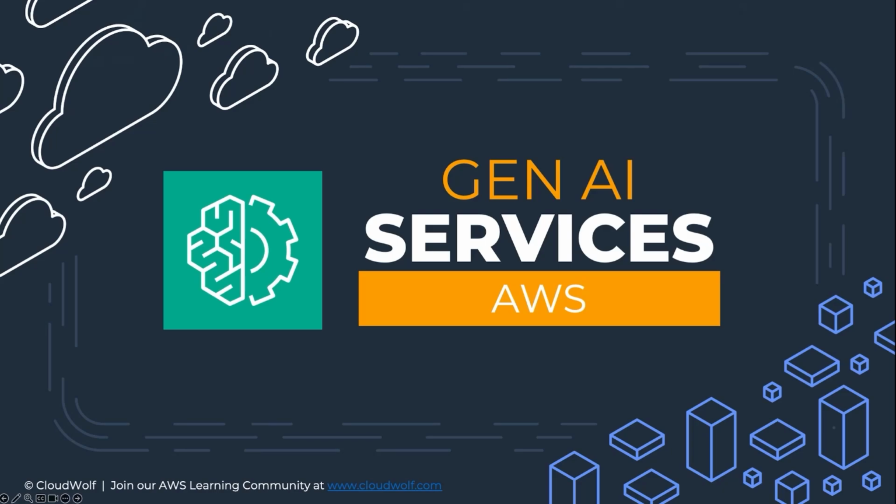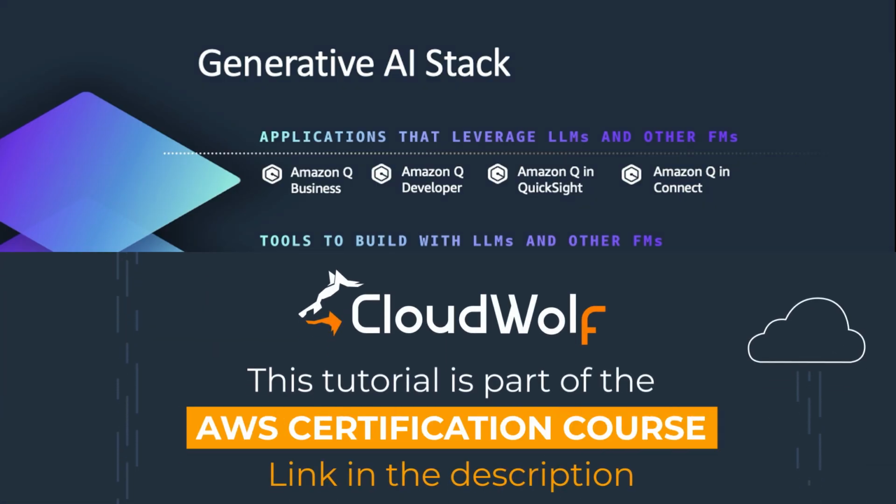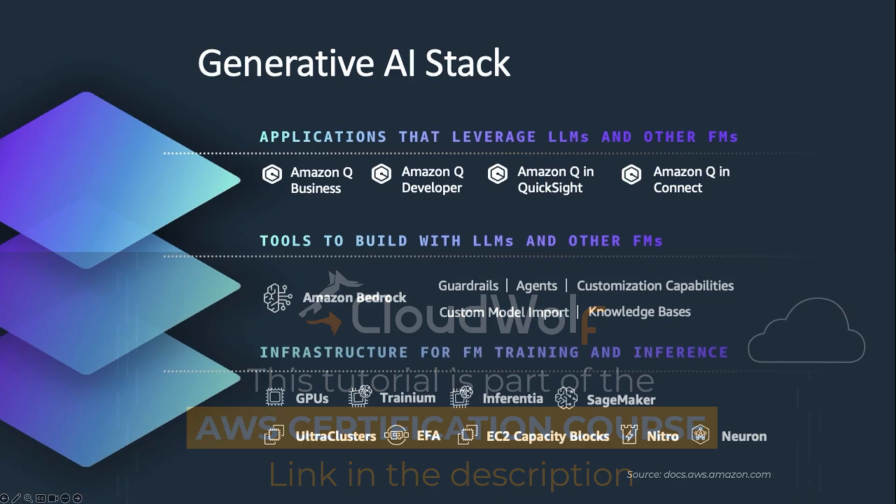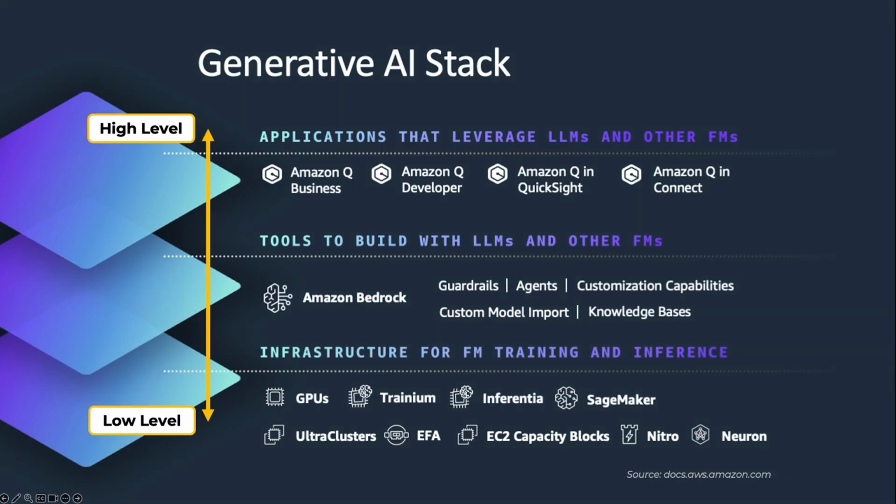All right, hello and welcome to this section where we're going to be talking about generative AI services available in AWS. Let's have a look at this image. I really like this image because it gives three levels of bird's eye view at the different services. On the left here, you see the high level, the mid level, and the low level.